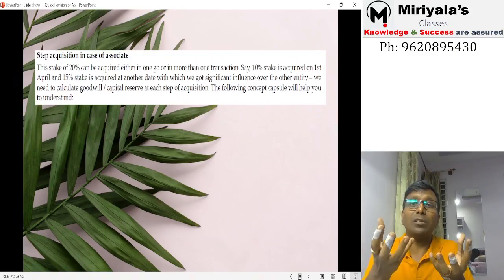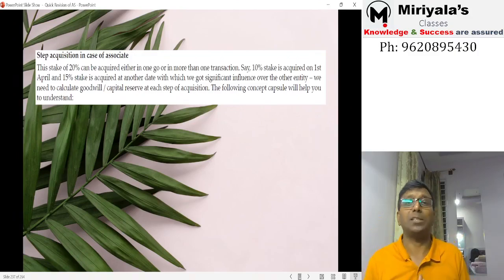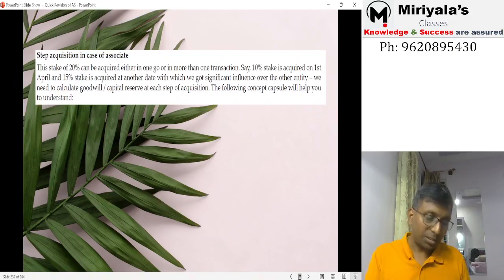I have got the power to participate. Significant influence has come. Correct. Now, what are you supposed to do? Here also you are supposed to calculate the goodwill or capital reserve. In this case, what do you do?